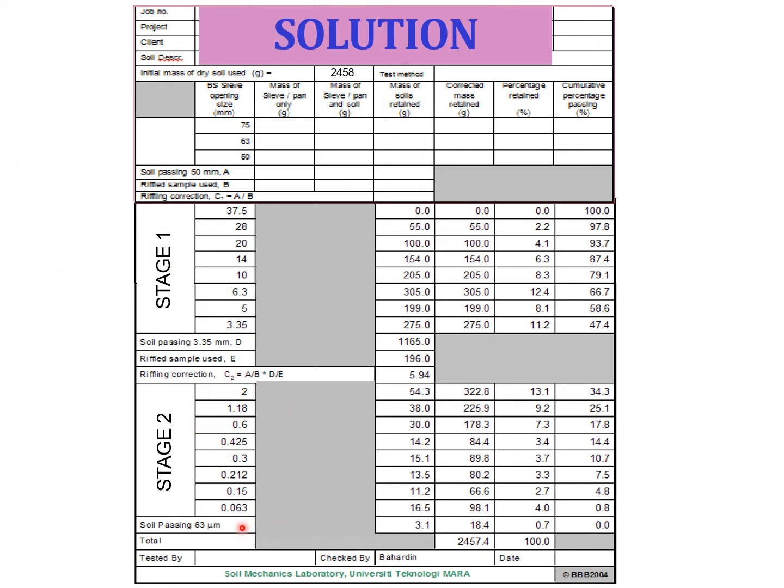Okay. So you just take the refill sample used, and also the soil passing. You divide soil passing by refill sample, and then you will get the value of y, and then you have to times it with 5.94, and then you times it with the mass of soil retained. You will get the corrected mass retained. All right.